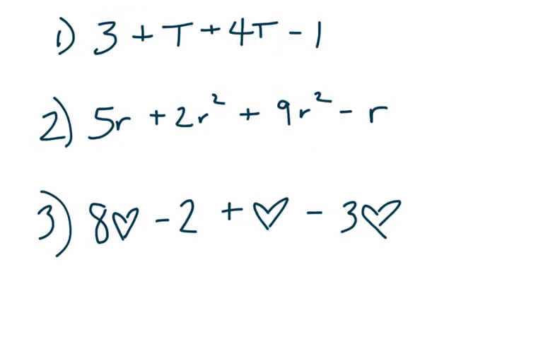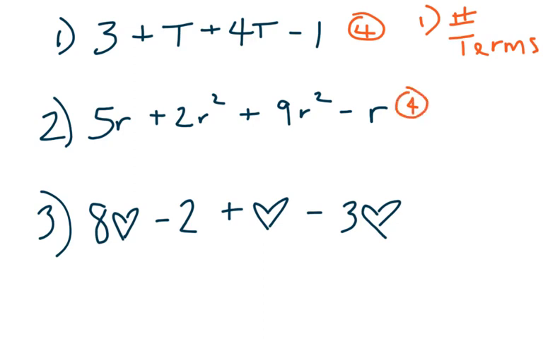Okay, guys, take a look at these 3 expressions. The first thing I want you to do is identify the number of terms in each expression. Do that now. So in number 1, there are 4 terms. In number 2, there are also 4 terms. Remember, terms are separated by addition or subtraction signs. In number 3, guess what? There are 4 terms.